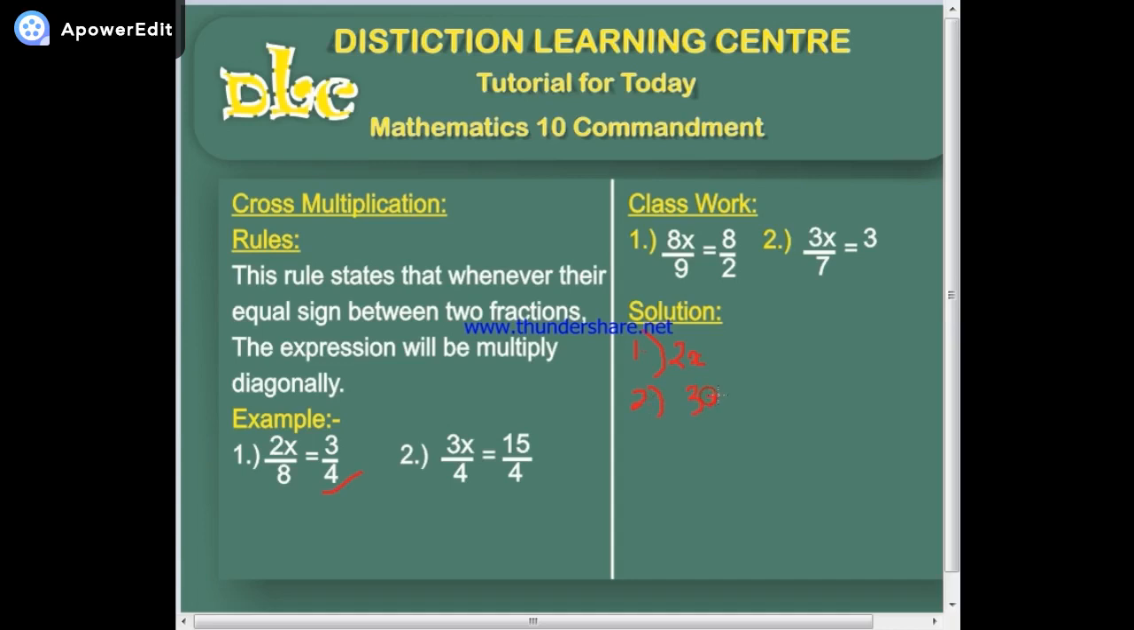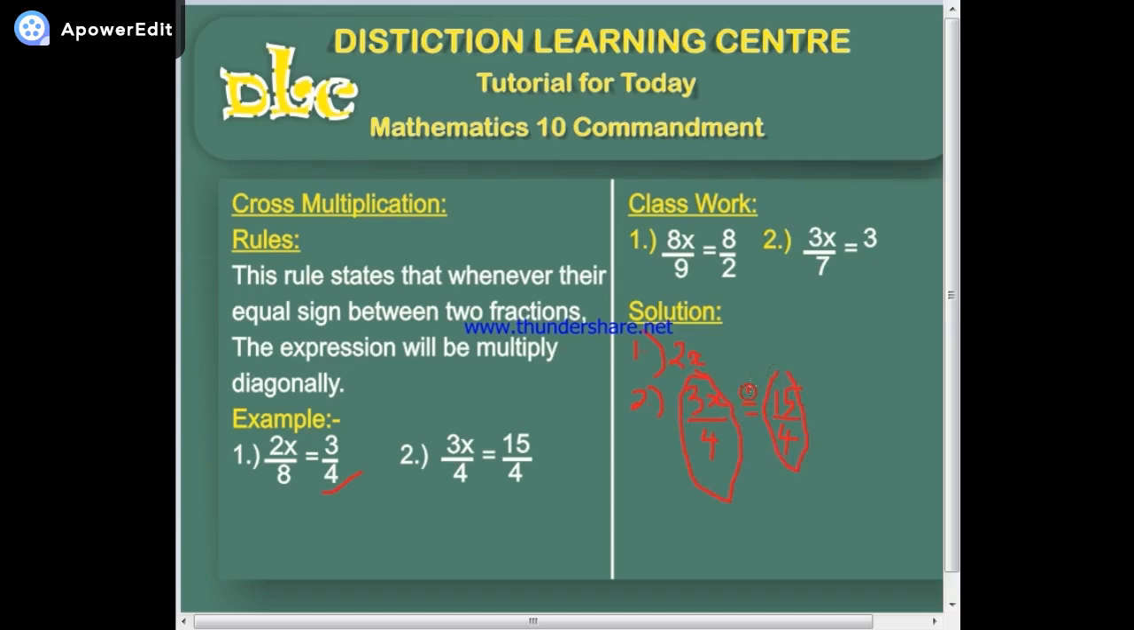3x over 4 equal to 15 over 4. Now what are we going to do? We are going to cross multiply, since this one is a fraction and this one also is a fraction, and there is an equal sign in between them.